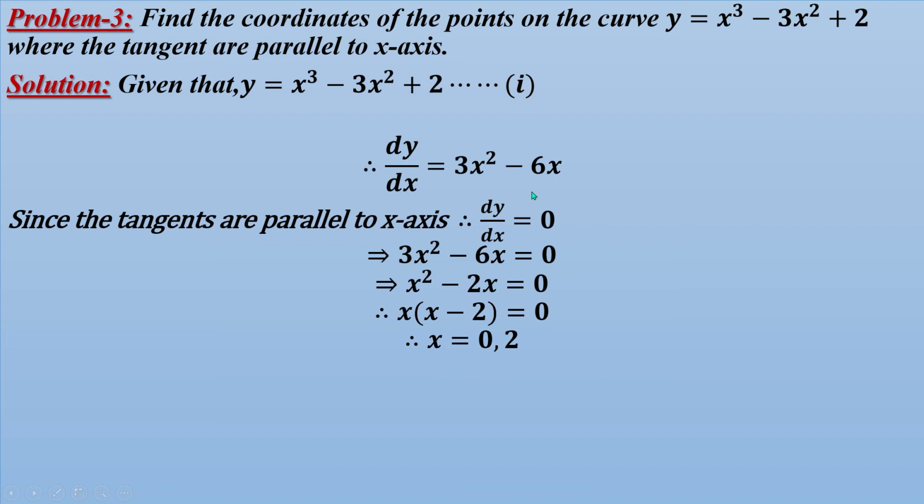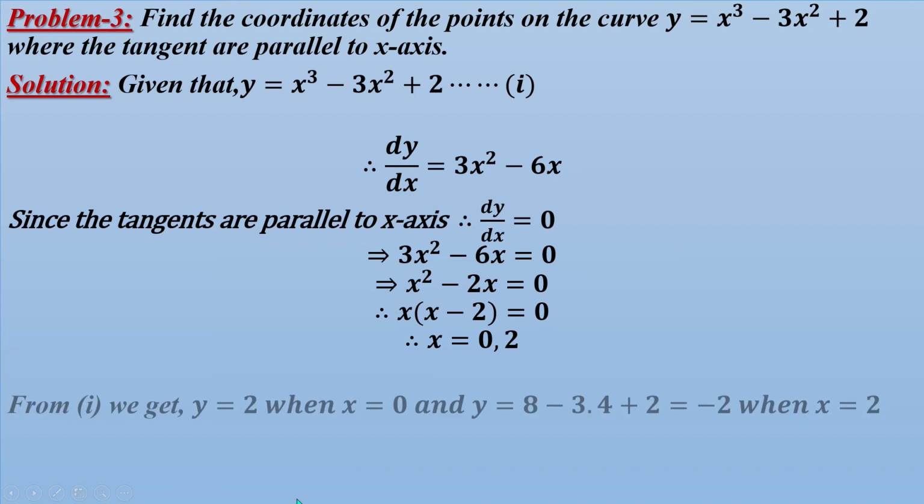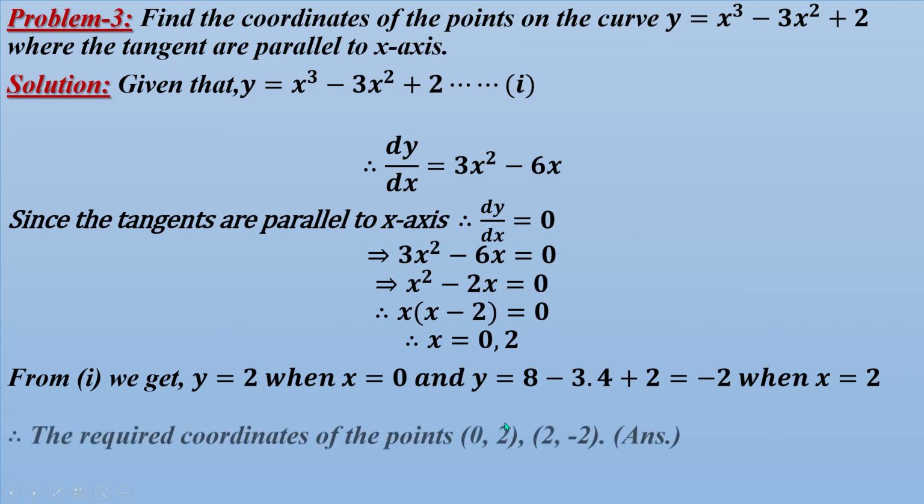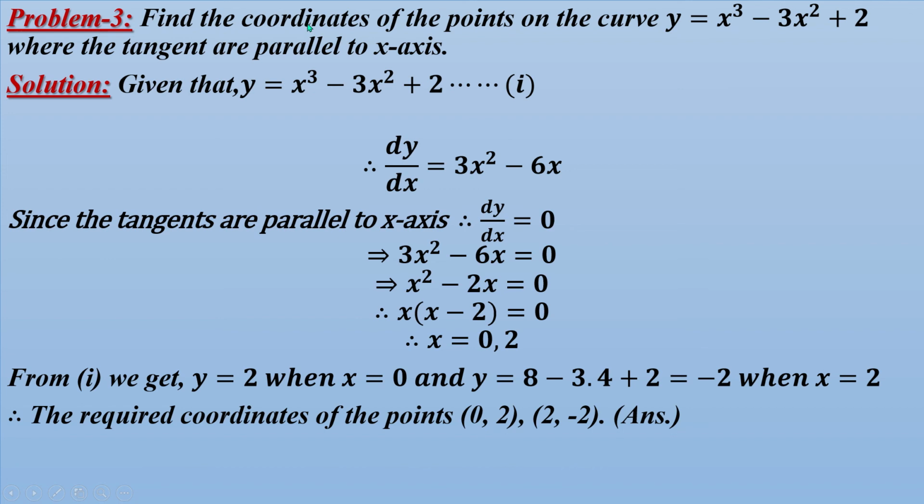Now, putting this value in 1, we get y equal to 2 when x is equal to 0, y equal to minus 2 when x is equal to 2. Just calculation. Therefore, the required coordinates of the points are 0, 2 and 2, minus 2. This is the required answer. Very easy. Okay, just you have to remember the formula. This formula, this line, is very important.